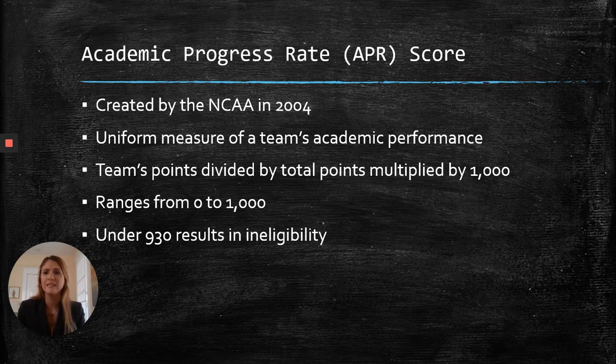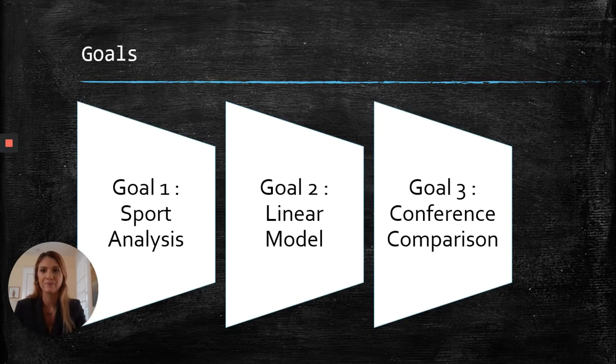So basically, a team gets a certain number of points based on the amount of players on the team, and for academic achievements and other reasons they get points, and it's divided by the total points that they could have earned and then multiplied by 1,000, and it ranges from 0 to 1,000 because of this reason. And if you get under 930, your team is ineligible to compete for the next season, so they have a lot of motivation to keep that score above 930.